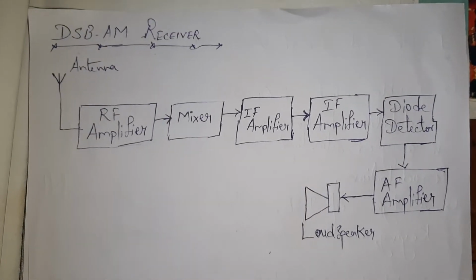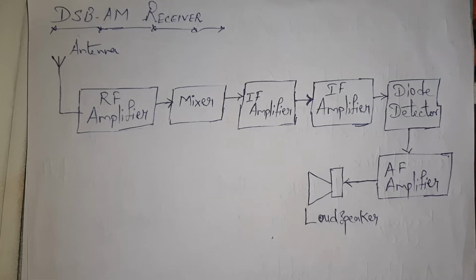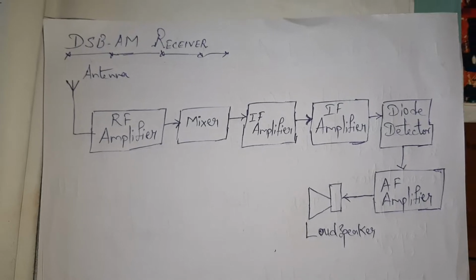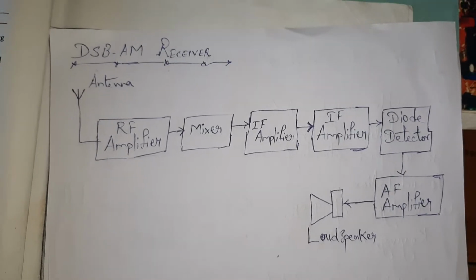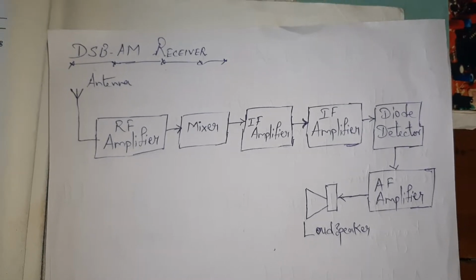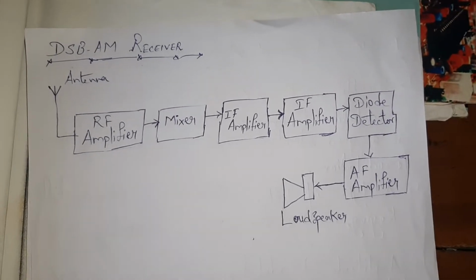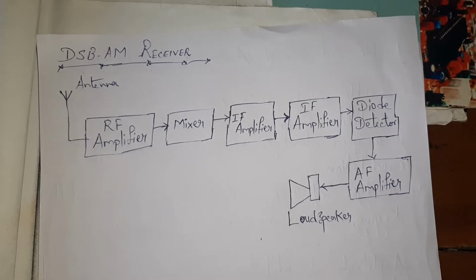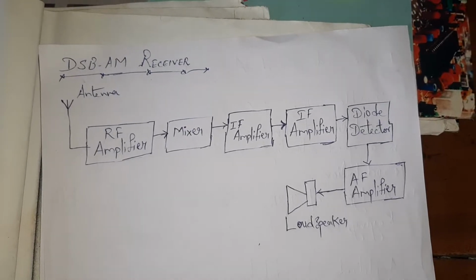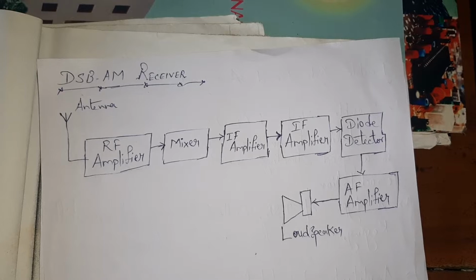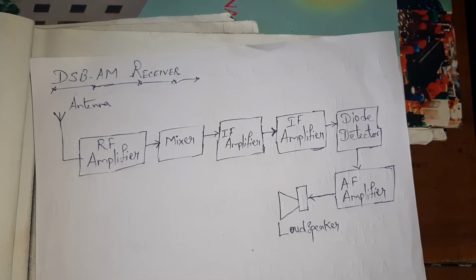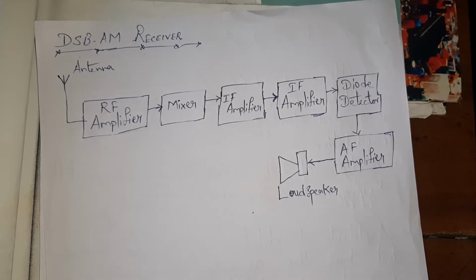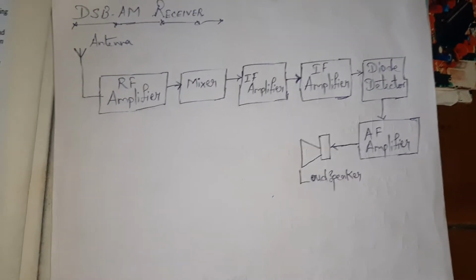In this particular experiment, what are the different blocks available? First, the radio frequency amplifier. First we receive the signal with the help of an antenna, and that input we provide to the RF amplifier, then to the mixer, then the IF amplifier, the intermediate frequency amplifier. Then we provide this signal to the diode detector, and from the diode detector to the audio frequency amplifier. With the help of a loudspeaker we can listen to this output. So these are the block diagrams we are using.